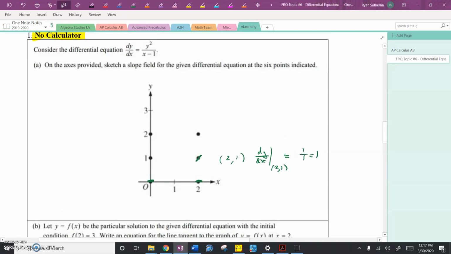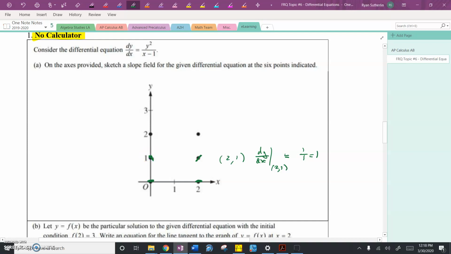The point (1, 1) is not on here, so the point (0, 1), if I were to plug in 0 for x and 1 for y, I actually get a slope of -1.